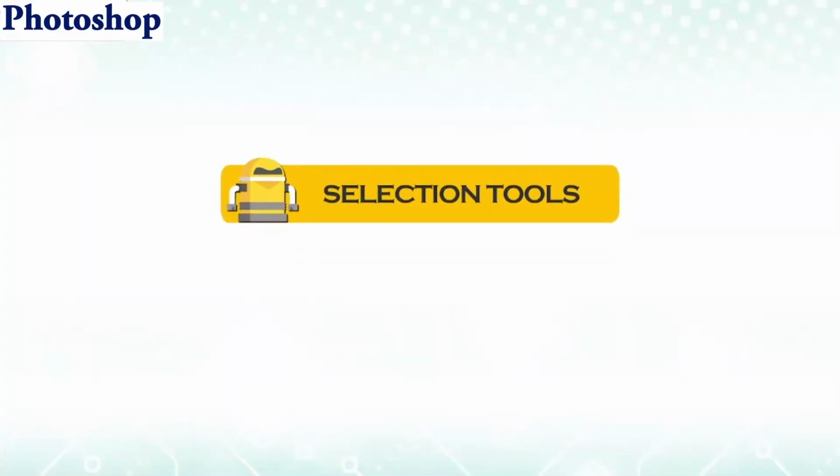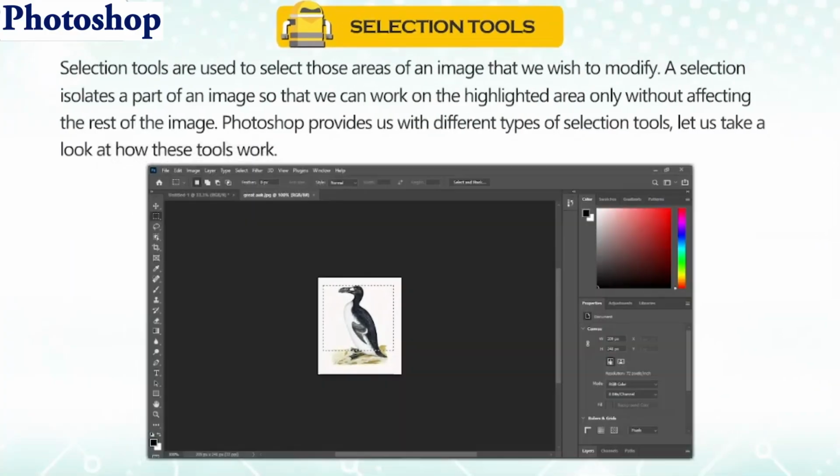Selection tools. Selection tools are used to select those areas of an image that we wish to modify. A selection isolates a part of an image so that we can work on the highlighted area only without affecting the rest of the image. Photoshop provides us with different types of selection tools. Let us take a look at how these tools work.